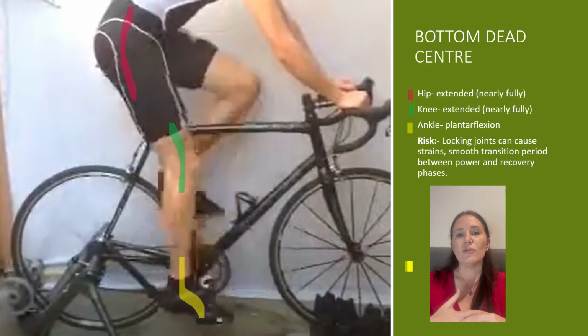The reason that we don't want the joints to be locking or in full extension is because this can cause strains, and it's all about smooth transition. So this bottom dead center period is all about the smooth transition between the power, or the extending of the joints to push the pedal down, and the recovery phase, or the flexion, bringing the pedal right back up to the top of that cycle.